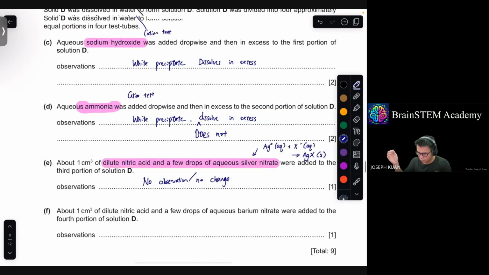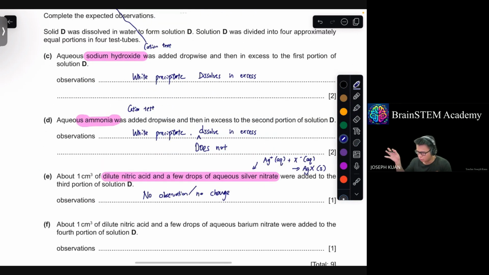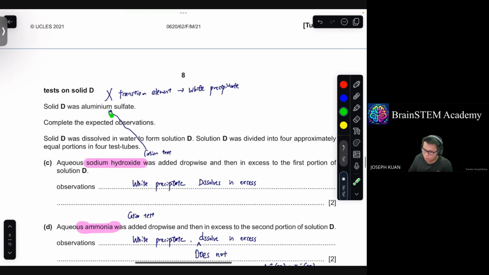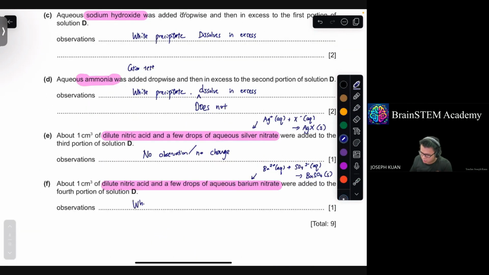All right, F. About 1 cm cube of dilute nitric acid and a few drops of aqueous barium nitrate were added to the fourth portion of solution D. This time the main character is barium nitrate, and actually the barium ion. Barium ion reacts positively with sulfate ions. They are besties with sulfate ions, forming barium sulfate, which is a precipitate. So, is there sulfate present? Absolutely. So you will see a white precipitate in this reaction.